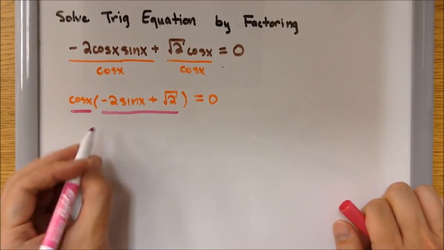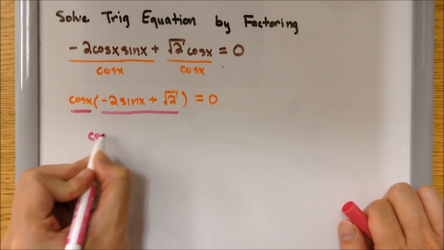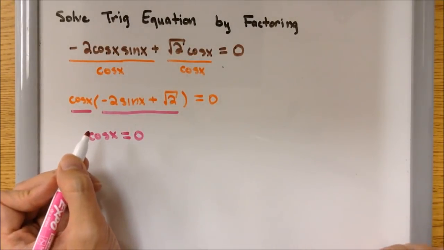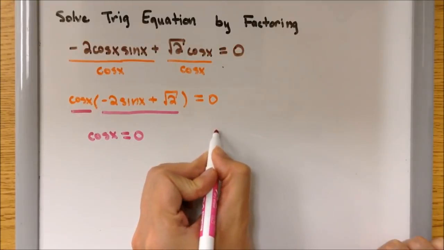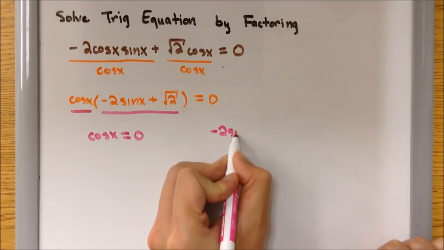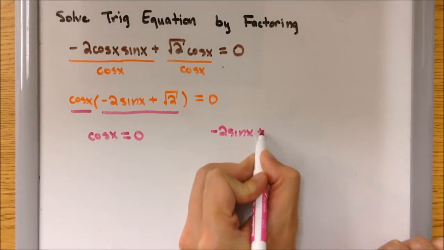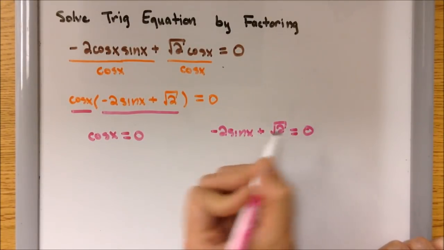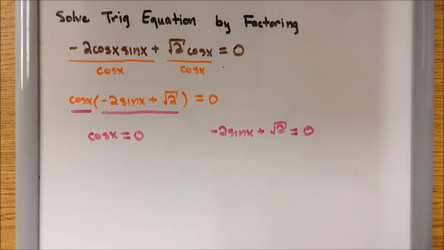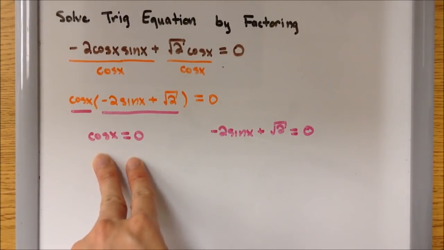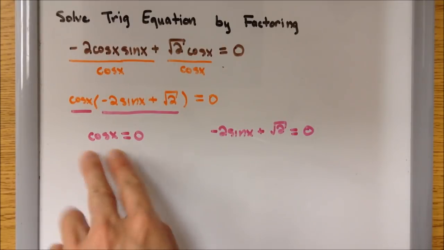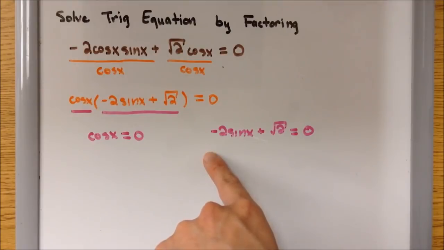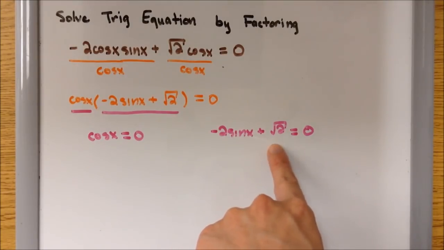So our first one, cosine of x equal to 0. And then we're going to set negative 2 sine x plus square root of 2 equal to 0. Now looking at this, there's nothing we can do with cosine of x equal to 0. So we're just going to leave that as is.